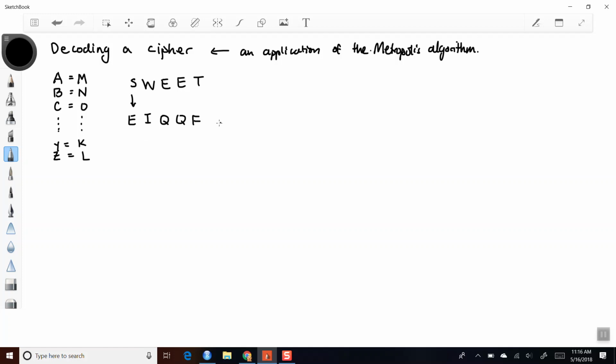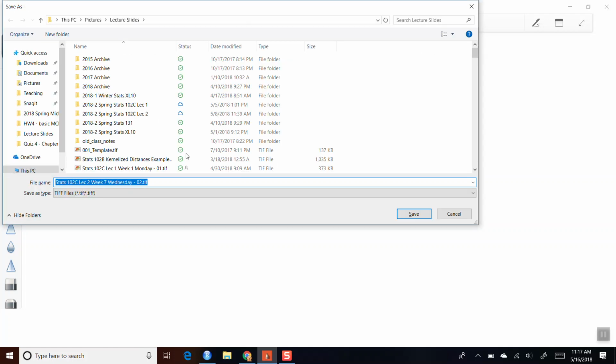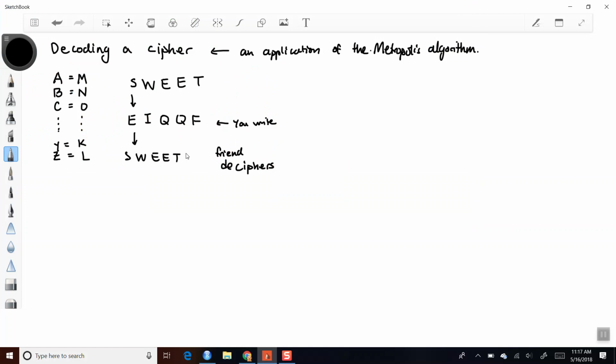And so this is what you write. And then your friend decodes, we'll say deciphers, and they get back sweet. And now you can secretly pass messages in fifth grade, and if your message gets intercepted by the teacher, they open it up and the teacher sees EIQQF, and they don't know your secret message. But then after you try to do one sentence, you realize, oh my goodness, this is very tedious and painful, and I don't have very much to say as a fifth grader, so I will stop.